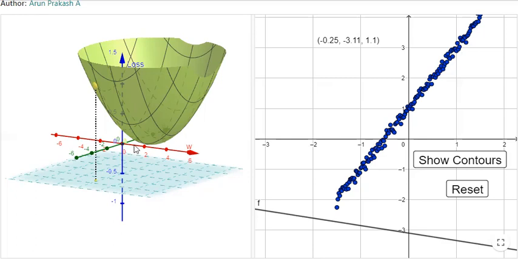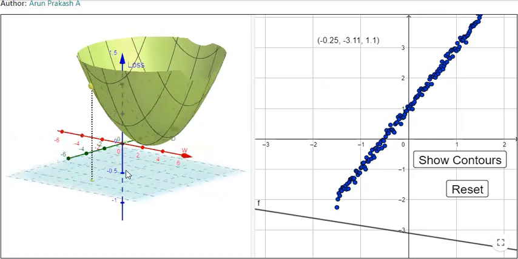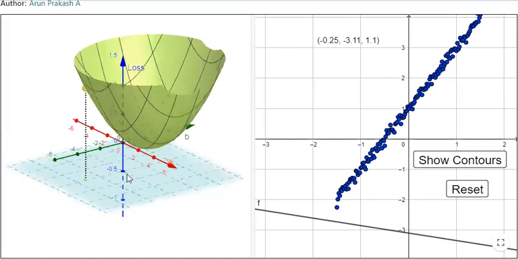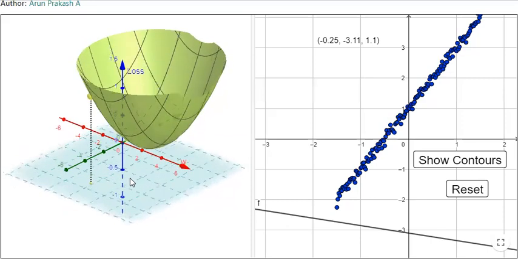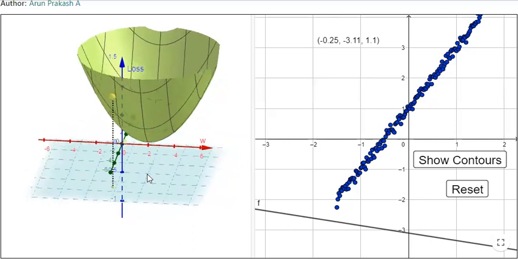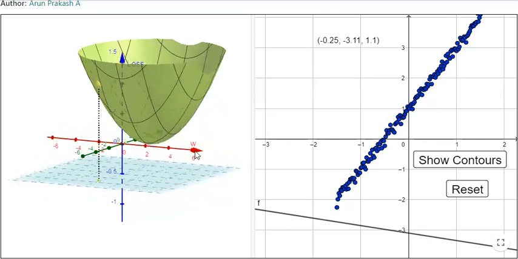On the left, you are seeing a three-dimensional plot, a 2D surface, which is a parabolic surface. We can also say it is a convex surface. First pay attention to these axes, the W axis, the B axis, and the Z axis, which stands for the loss value. And there are two balls: one is a big ball on the surface and the other is a small ball on the plane.